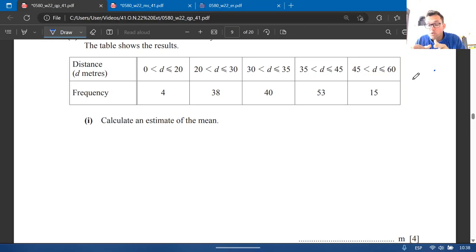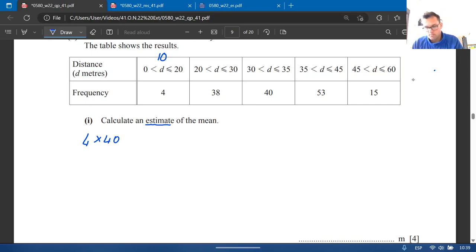We only know the first 4 students threw somewhere between 0 and 20 meters. Jimmy, one could have just dropped it on the floor. Another one could have lobbed it about 10 meters. We don't know. So we need to take an average. So we take the midpoint there. We say, right, we're going to assume on average they threw it 10 meters because that's the midpoint between 0 and 20. And four of them threw it. So that will be a total of roughly estimate 40 meters. That's why we're giving an estimate, because we don't know exactly.